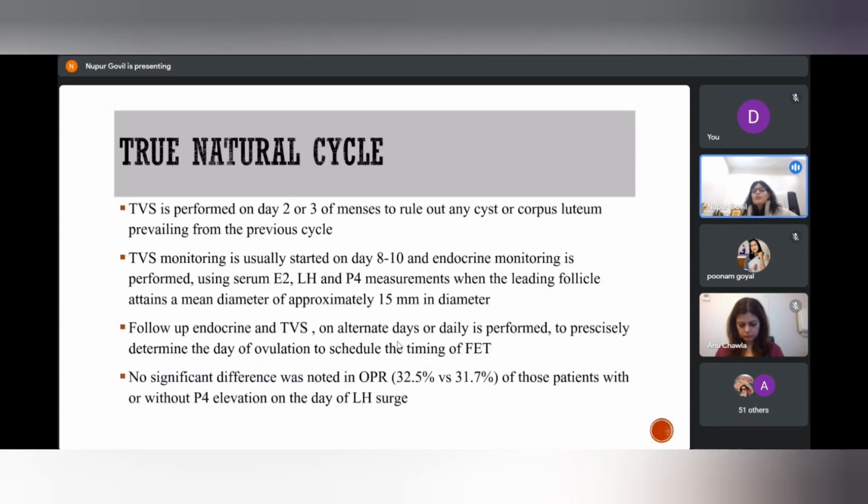Natural cycle, where we don't give any medication. We start the monitoring, TVS monitoring, from day 8 to day 10. And once the follicle reaches 15 mm, daily or alternate day TVS is performed, because the important thing is we don't want to miss the ovulation in this cycle.